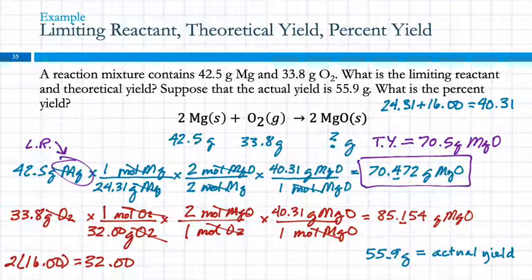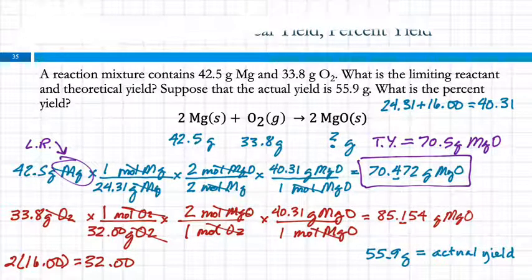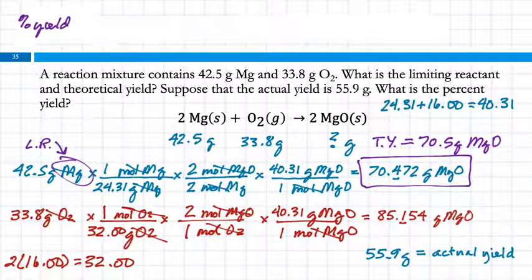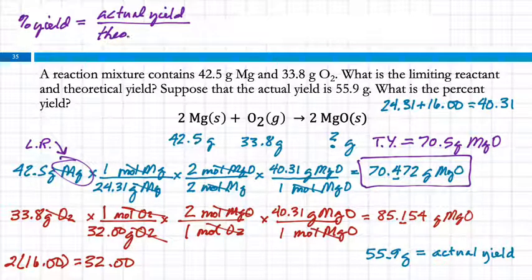Suppose that the actual yield is 55.9. What's the percent yield? Well, now I don't have enough space, so I will have to make some space. There. Space. Percent yield is an equation. So the percent yield is the part that we're interested in, how much actually got made. It's the actual yield divided by the maximum possible, which is the theoretical yield, times 100.